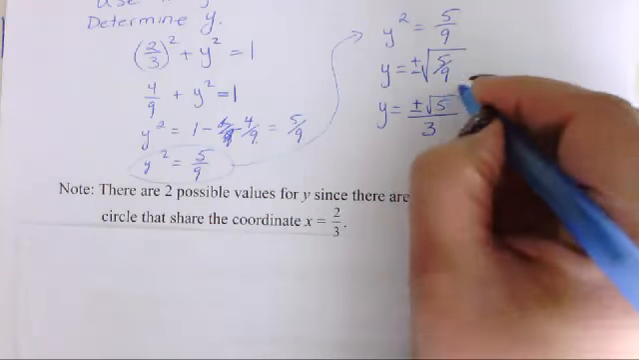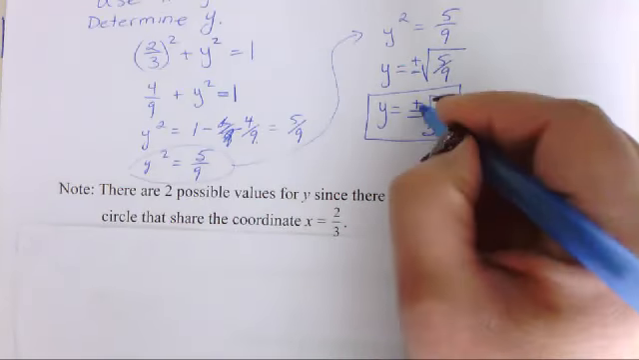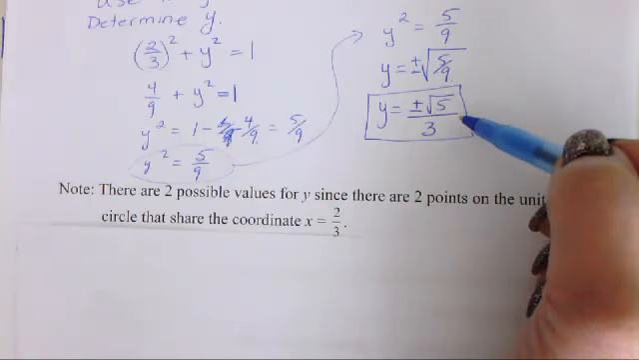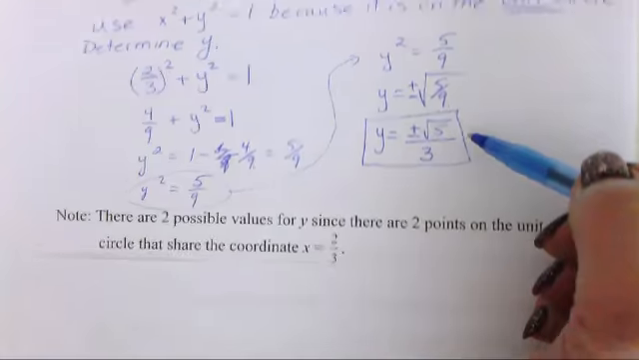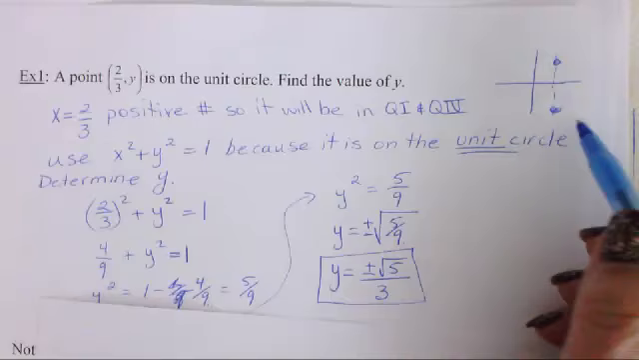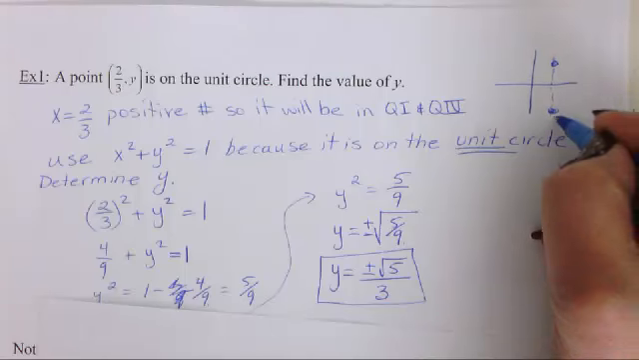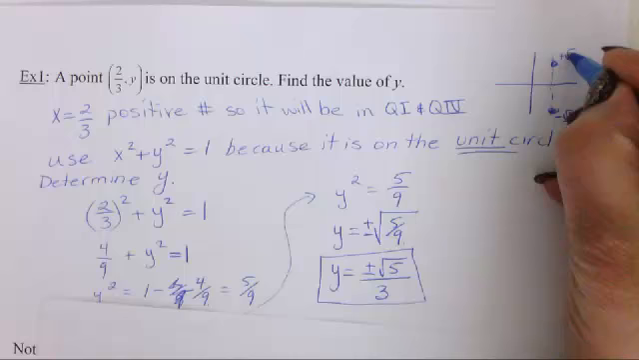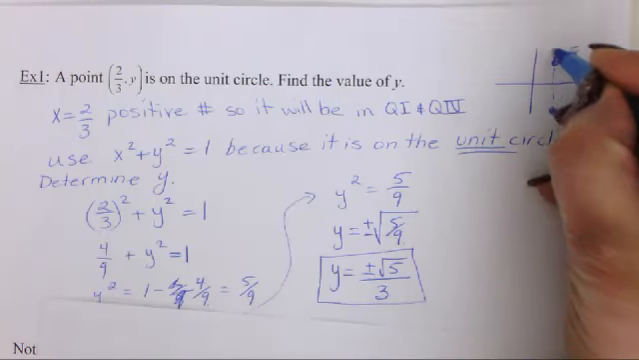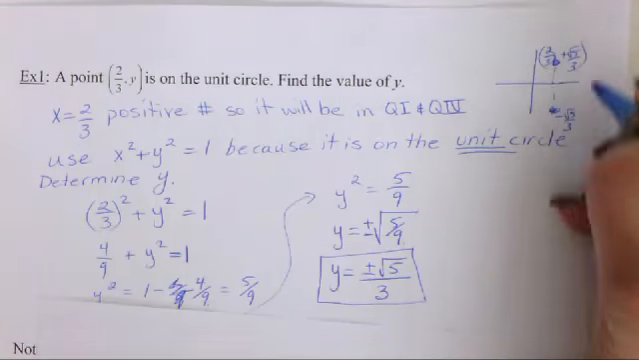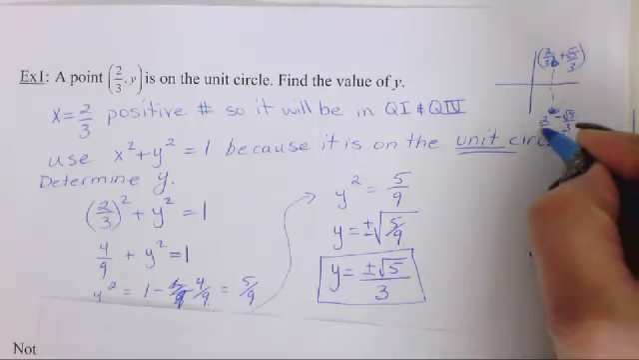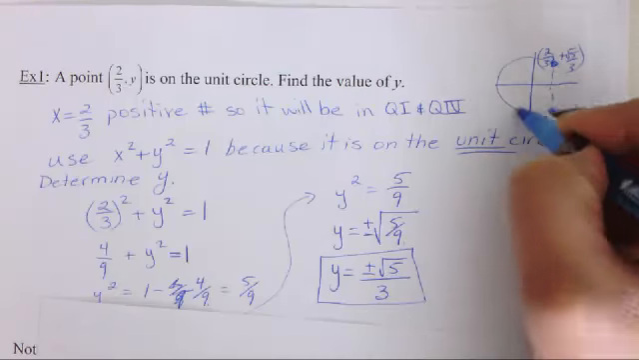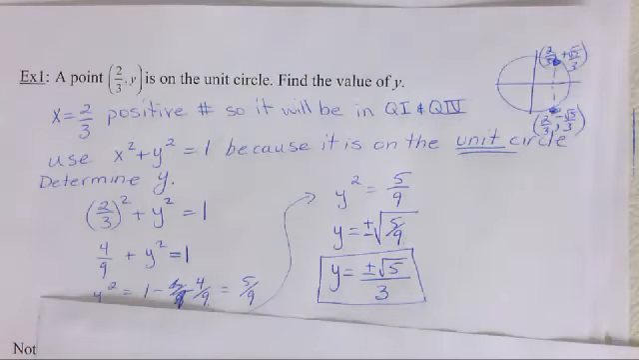So I've got a positive and a negative value that will satisfy that x value on the unit circle. This would be the negative root 5 over 3, and this would be the positive root 5 over 3. And my x value in both cases would be 2 over 3. So there's one point, and there's my other point right there. I can imagine my unit circle right there.